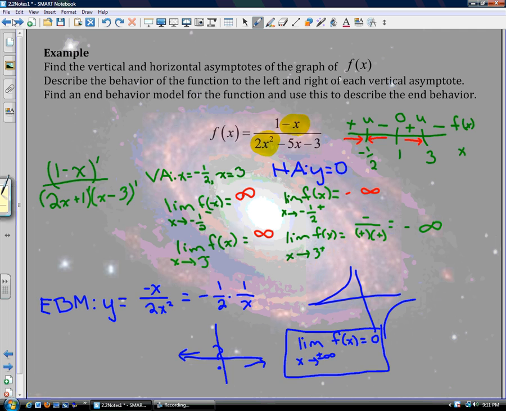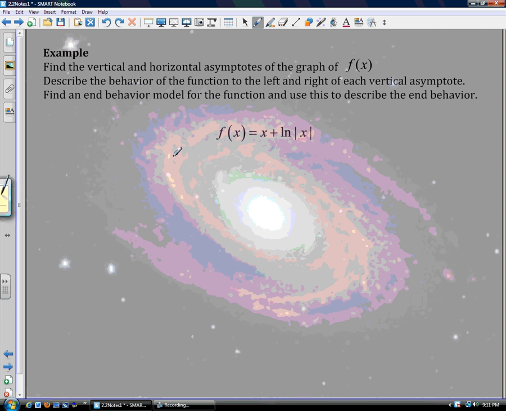Okay. Back to this. So vertical asymptotes. Well, I don't have any denominators to set equal to 0 in order to find a vertical asymptote, but I do have ln, right? So ln of absolute value of x, I know that I cannot take ln of 0, and I know that my ln function looks like this.